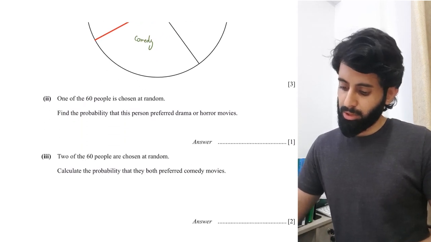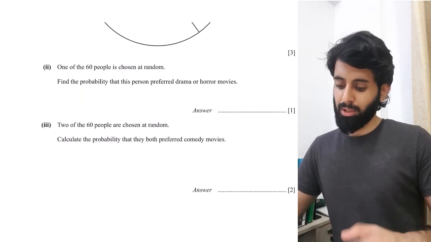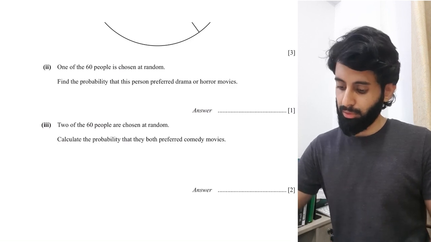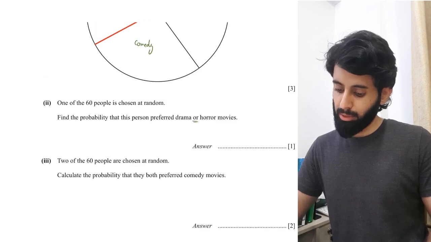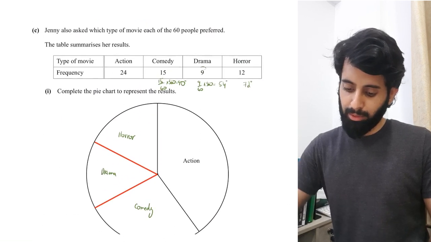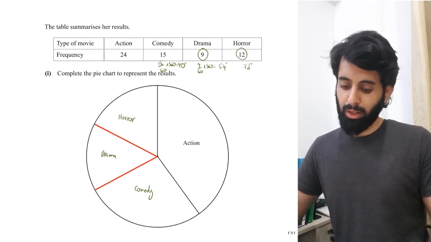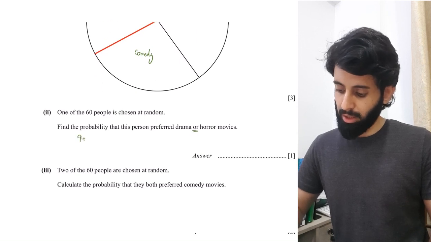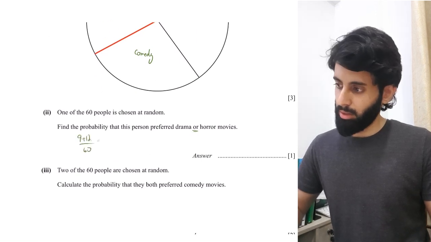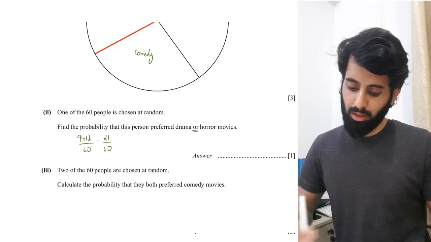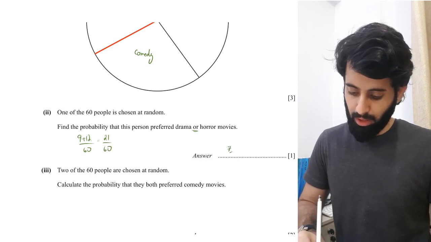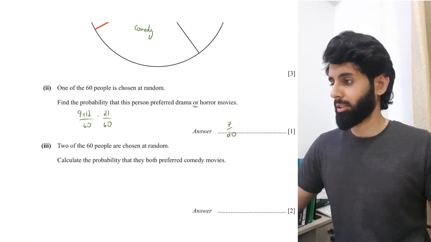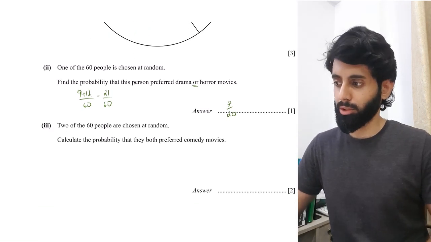One of these 60 people is chosen at random. Find the probability that this person preferred drama or horror movies. Or is the keyword, which means I'm going to add their values. The number of people who like drama is 9. The number of people who like horror is 12. So that means 9 plus 12 over 60, which turns out to be 21 over 60. And then you can always simplify this if you want, although even if you don't, you'll still get away with it. 7 over 20 is your final answer. Okay, so far so good.